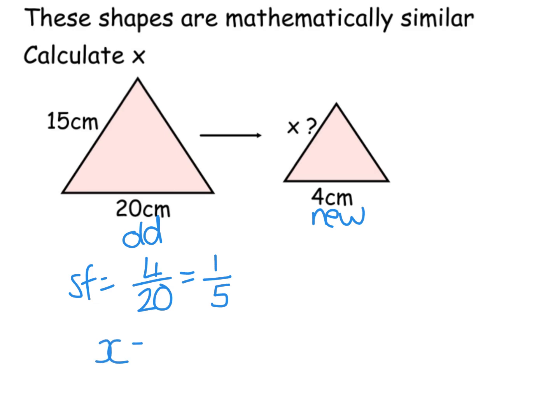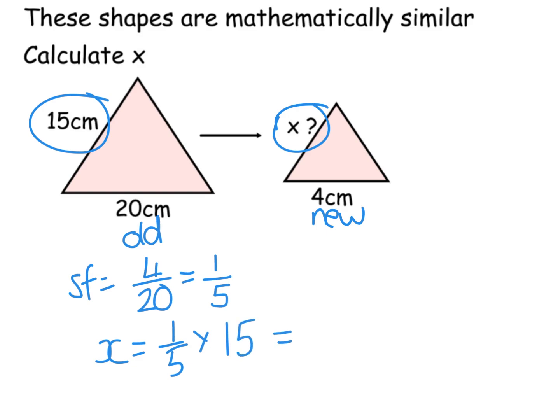So to get the missing side x, I do 1/5 times what marries up with the x in the previous shape, which is the 15. So I do 1/5 of 15, which is essentially 15 divided by 5, which gives us 3 centimetres.